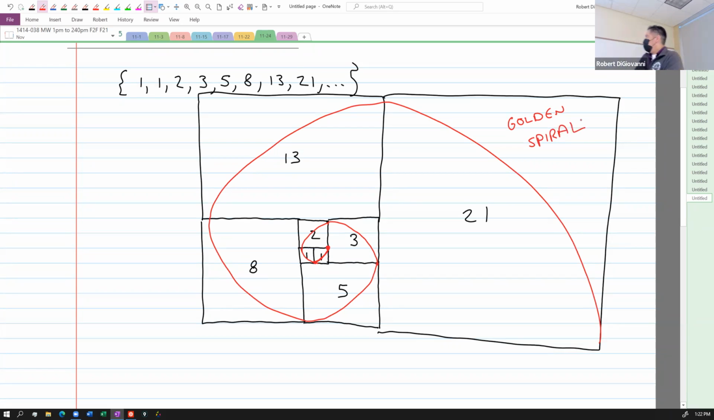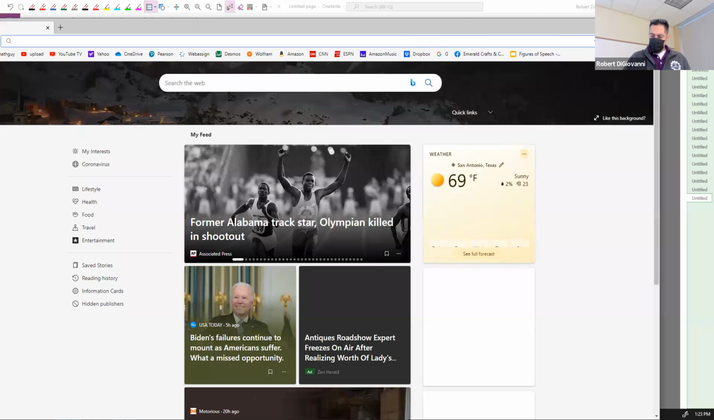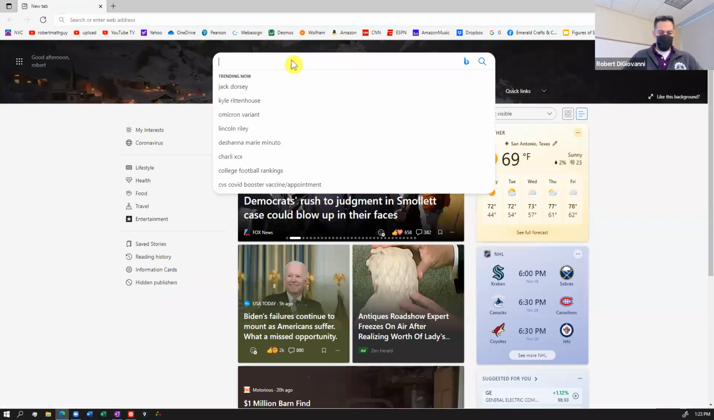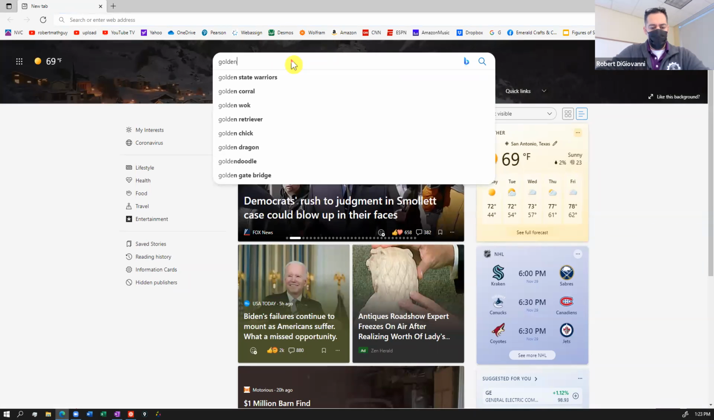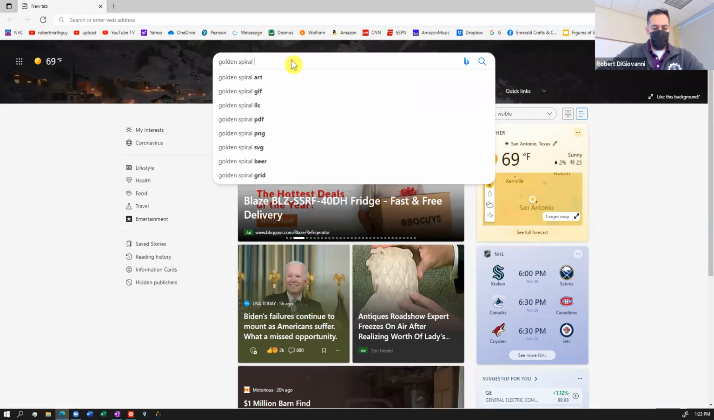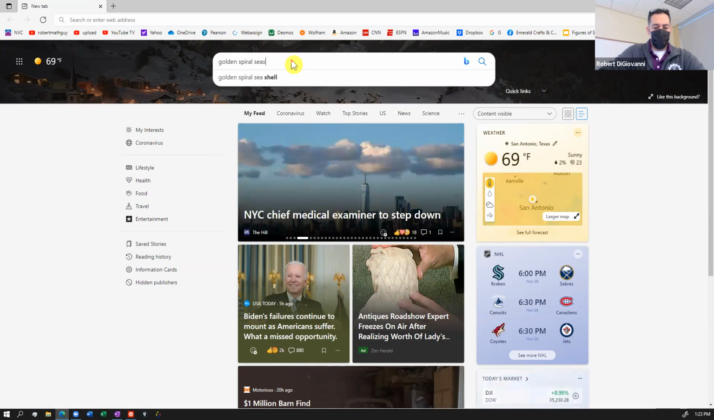And there's something about that spiral that's very special, and that is it has been studied, and some people have been able to show that in nature, things grow this way. So we'll probably be able to look up something real quick here on the web. Let's put in golden spiral seashell.